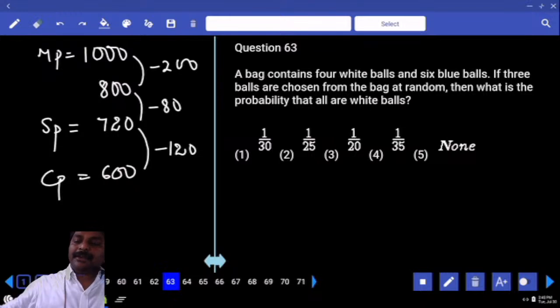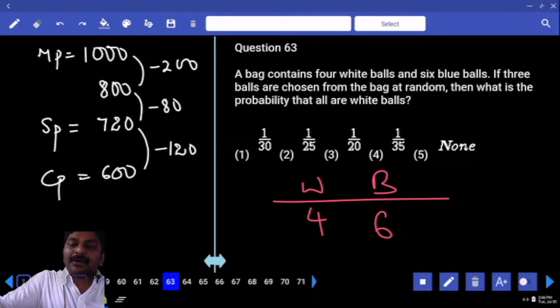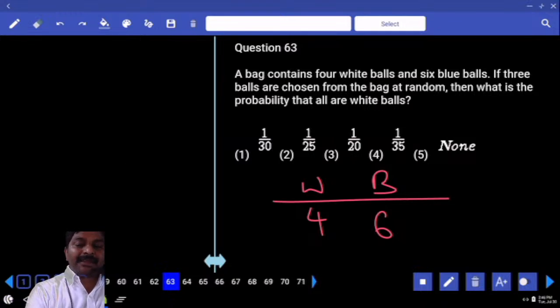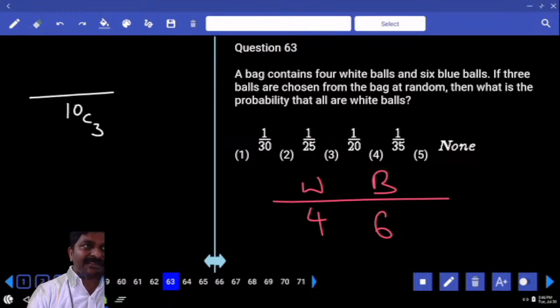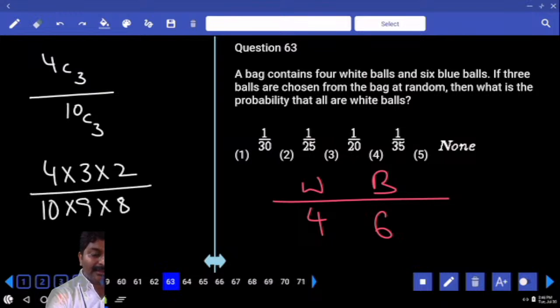A bag contains 4 white balls, 6 blue balls. Total how many are there? 10 balls. If 3 balls are chosen from the bag at random, then what is the probability that all are white? So 10 are there. We need to pick 3. It can be done in 10C3 ways. And then we need 3 white balls from 4, that is 4C3 only, which I will write as 4 into 3 into 2 by 10 into 9 into 8. 4 into 2, 3 how many times? That is 1 by 30, first option.